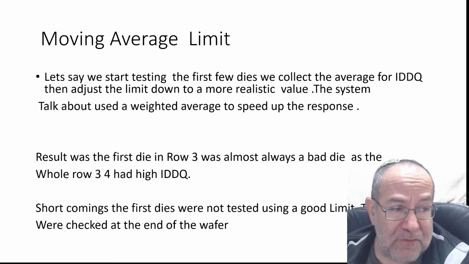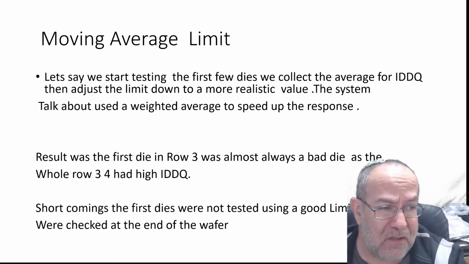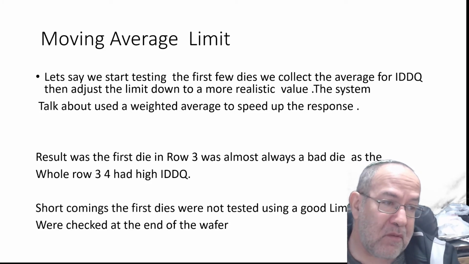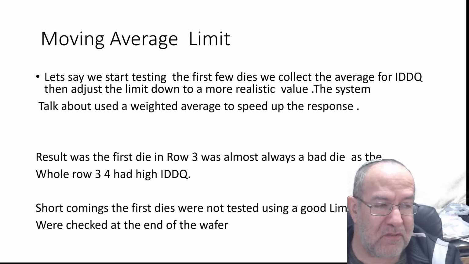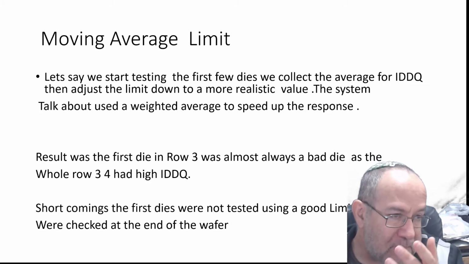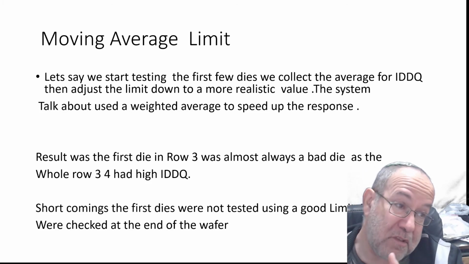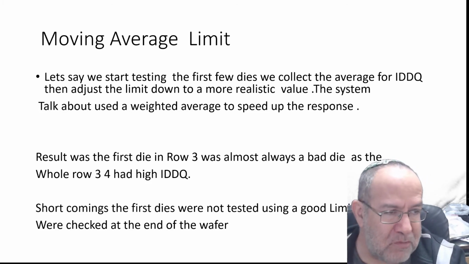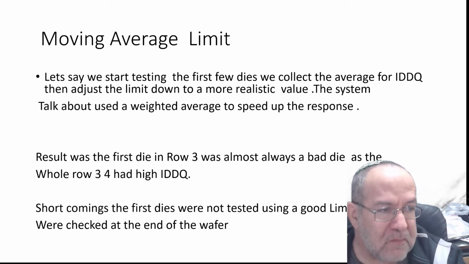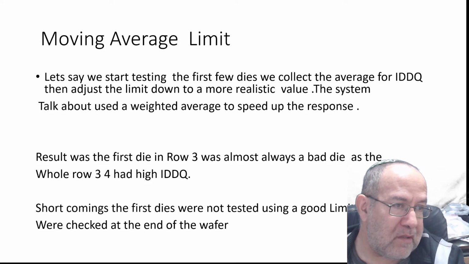So that means the first values, the first dies on the wafer were done at a limit which was not representative. The limit was, if I remember correctly, very high. So it was almost impossible to fail IDDQ at the beginning of the wafer.